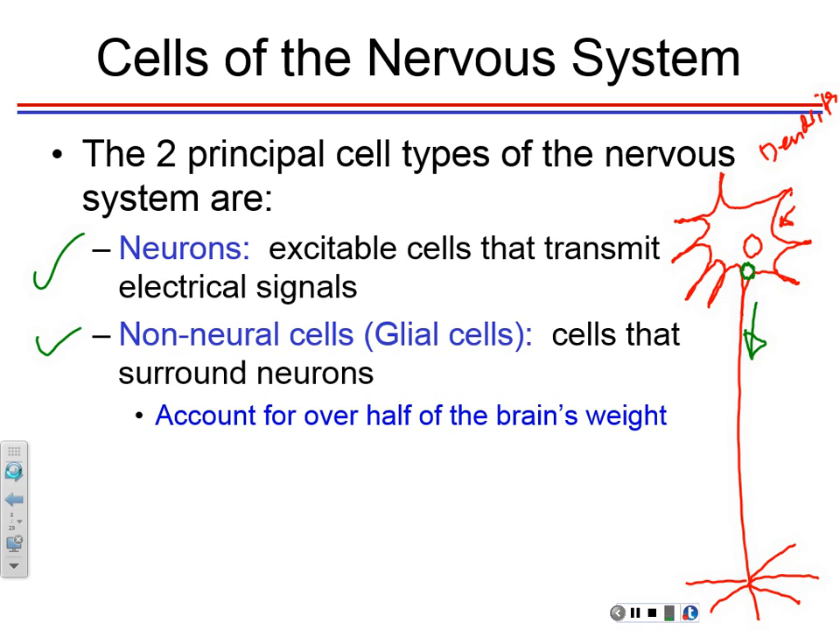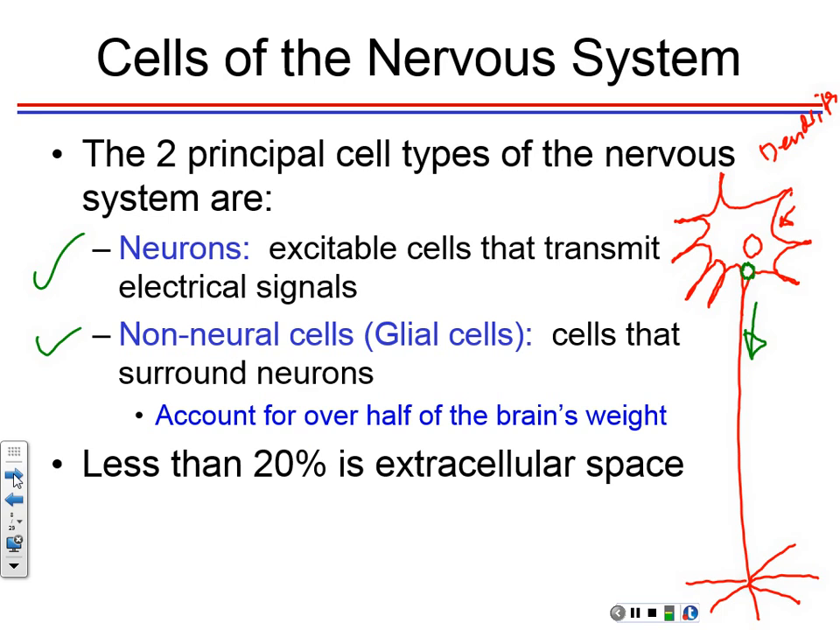And the bulk of the brain is actually glial cells. Over half of the brain's weight is neuroglial cells. Those play an important role in maintaining our neurons. Since neurons are not going to be dividing and replenishing, we need to take care of those. And less than 20% is extracellular space, so it's packed in there.